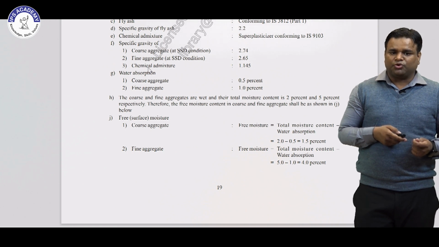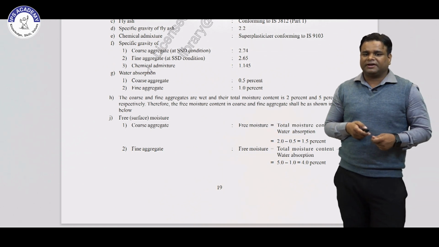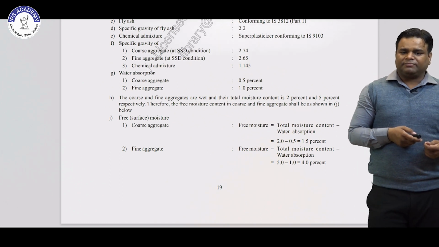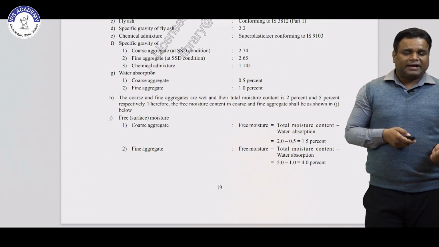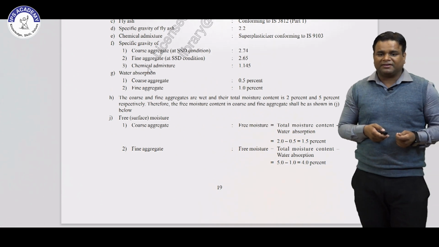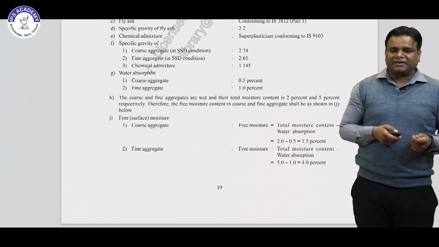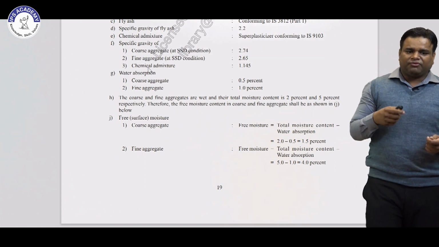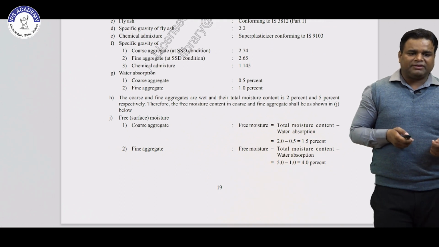So these are some free moisture values. For coarse aggregate, free moisture is total moisture content minus water absorption, which is 2 minus 0.5, which comes to 1.5. For fine aggregate also, free moisture is total moisture content minus water absorption, so 5 minus 1 is 4. So free moisture is 1.5 for coarse aggregate and 4 for fine aggregate.